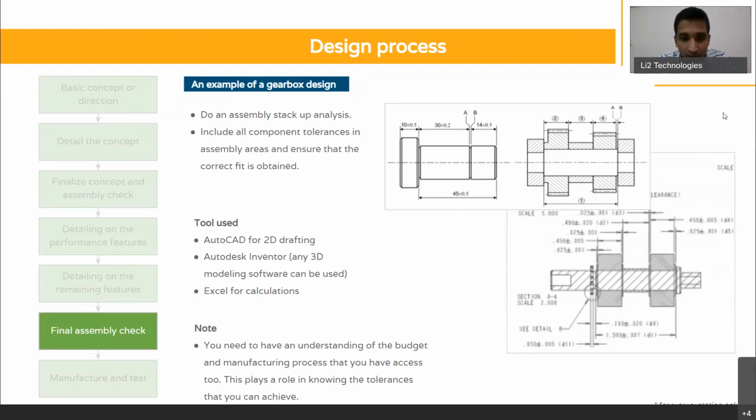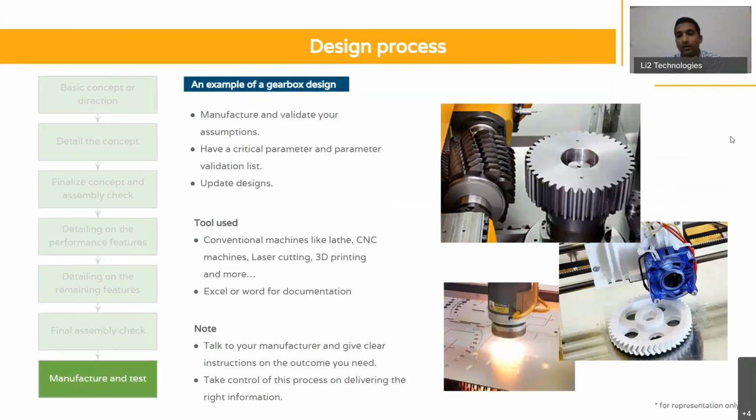Yes. So now that we've done an assembly check, we are ready to go into manufacturing. Here you have different options available. As a student, quite often you get to 3D printing or laser cutting, but you have different kinds of options available. So you manufacture and validate your assumptions, have a critical parameter list and a validation list, and update designs. You can use CNC machines, which are computer numerical control machines, or conventional machines like your lathe, which doesn't have a computer interface and is more of a manual operation. Then you can use laser cutting, you can use 3D printing.